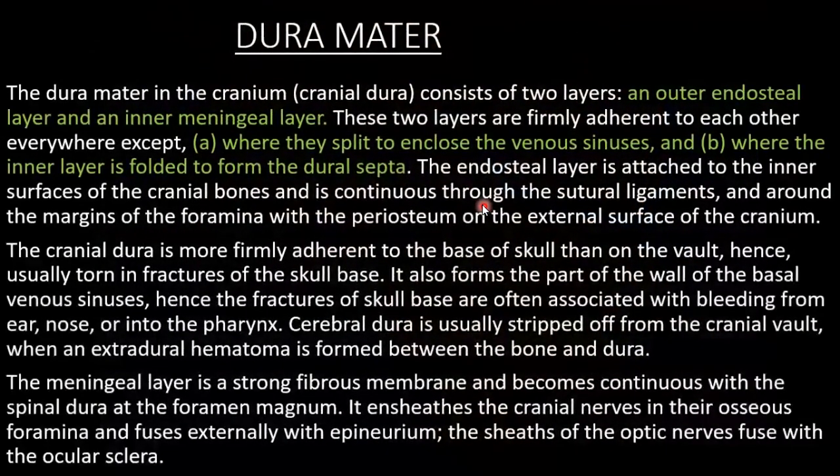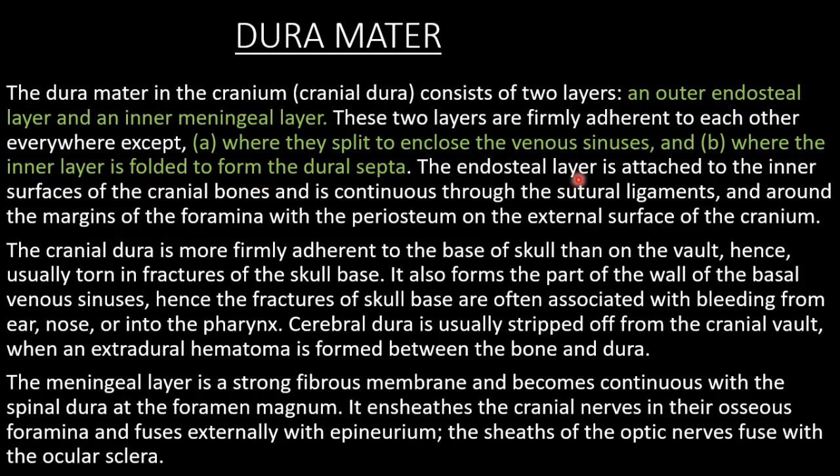So dura mater means this will take most of the lesson. Now, the dura mater in the cranium usually consists of 2 layers, outer endosteal, inner meningeal. Now, the 2 layers are usually firmly adherent to each other, except where they split to enclose the venous sinuses, or where the inner layer is folded to form the dural folds or the dural septa.